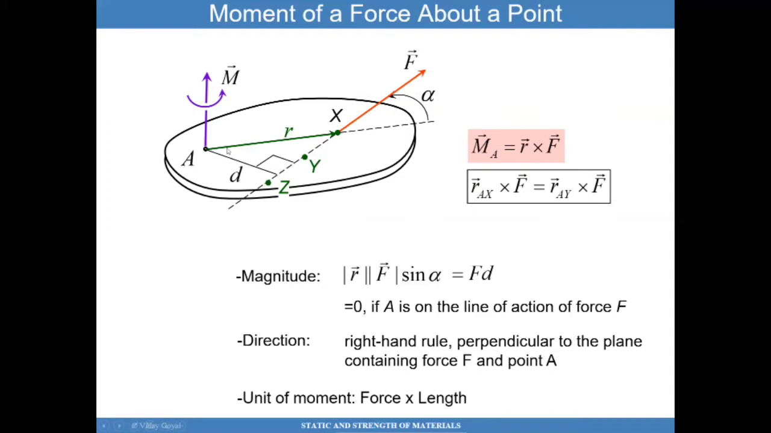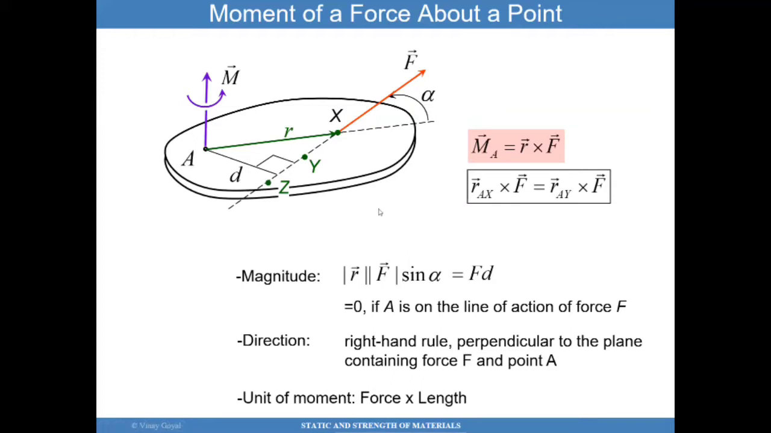It turns out that if I take the cross product of this position vector AZ against F, that cross product will give me the same answer as the moment calculated by taking a position vector R from A to X, where the force is applied. The same happens if I take a moment calculation such that the position vector goes from A to Y, and I take the cross product of that position vector from A to Y with F, you will find that they're all equal and the same.